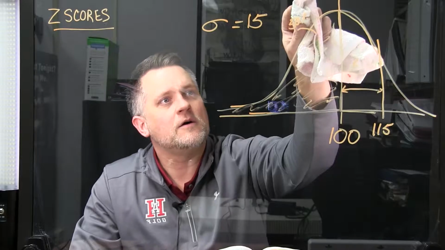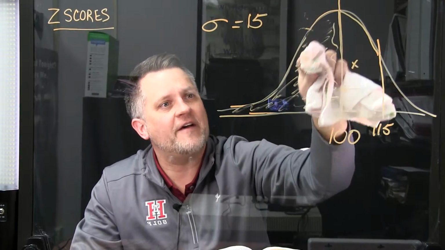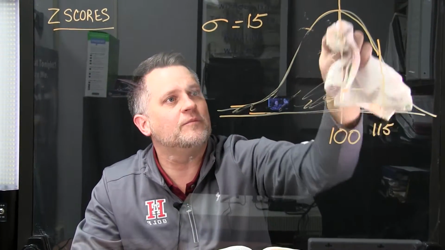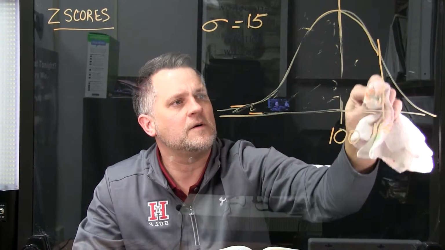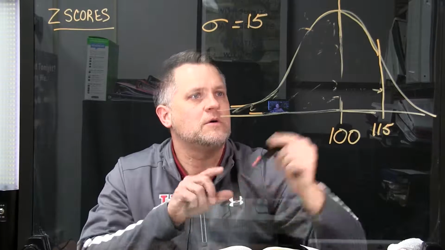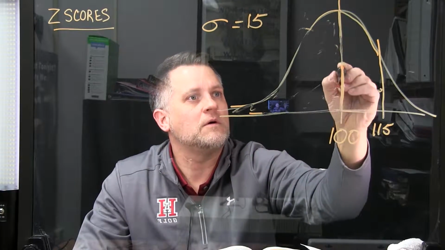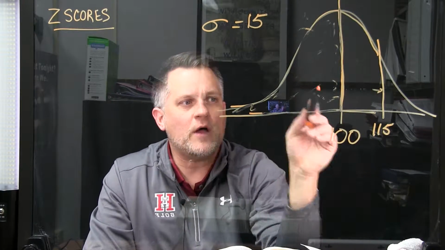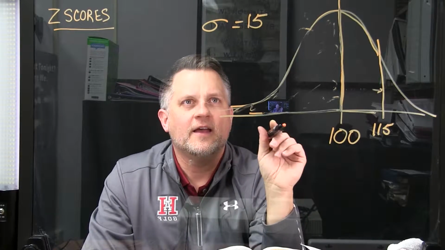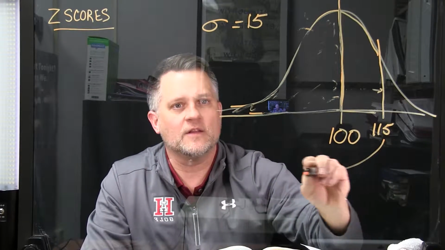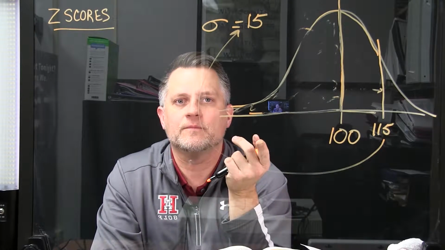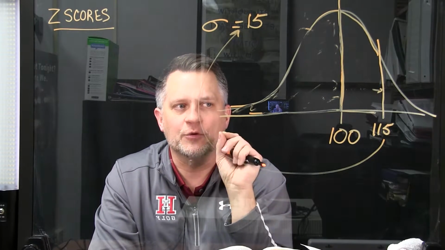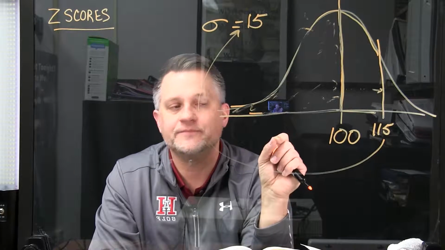Okay. I'm going to erase some of the stuff I have here because it's going to confuse us somewhat if I leave it on there. Okay, so Joe had a score of 115. If you notice something interesting, one standard deviation equals 15. One standard deviation equals 15 points on an IQ score.